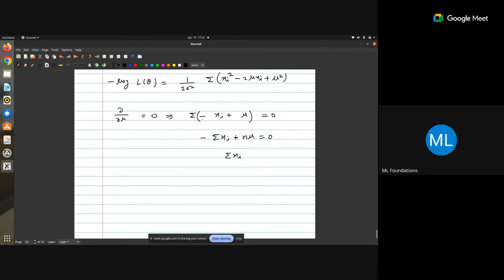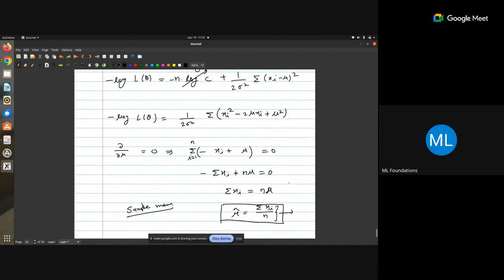Where did n mu come from? Because summation of mu, n times, will become n mu. And summation of xi, the xi are basically the values, like 1, 2, 3. So basically, mu hat will be, for the normal distribution, the parameter is basically the sample mean.